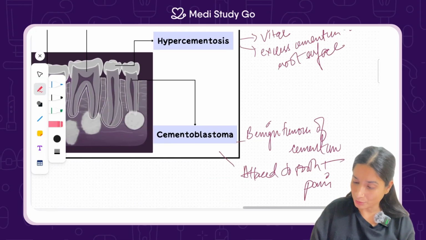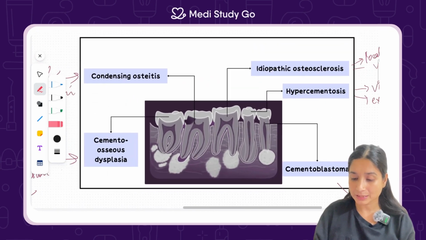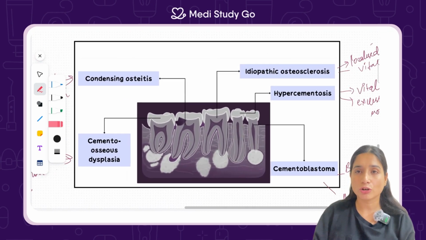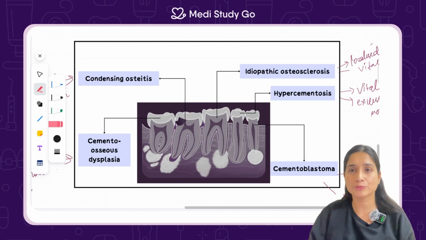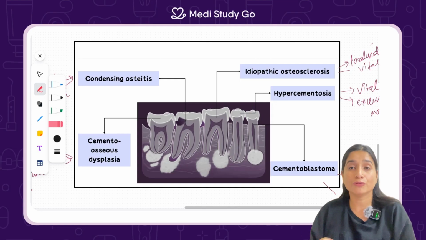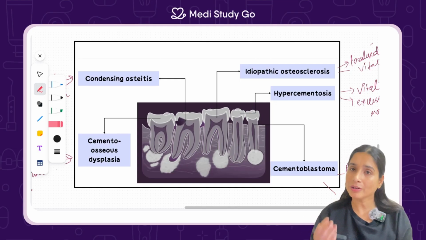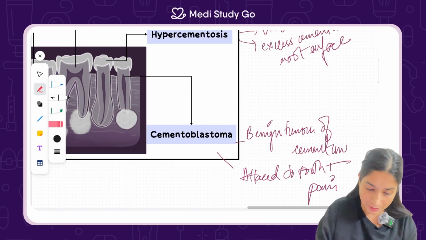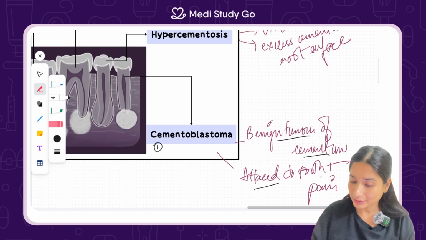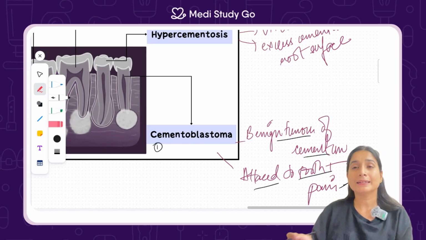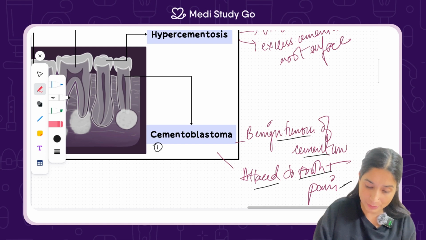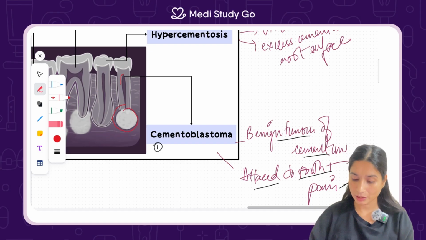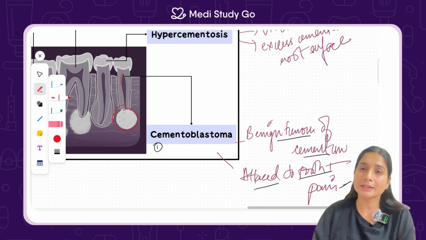Let's study Cementoblastoma. So this beautiful diagram is from the MediStudy Go mind map book. This is a differential diagnosis, beautiful picture that how we can correlate as well as differentiate between different types of hypercementosis, or we can say different types of radiopacity or radiolucency we can see on a radiograph. So first we are going to study about Cementoblastoma. Cementoblastoma is a benign tumor of the cementum and it is attached to the tooth and it is painful. So symptom is painful. So you can appreciate cementoblastoma in this picture. This is a cementoblastoma and you can see the benign tumor and it is attached to the tooth surface and it is the clinical feature that it is painful.